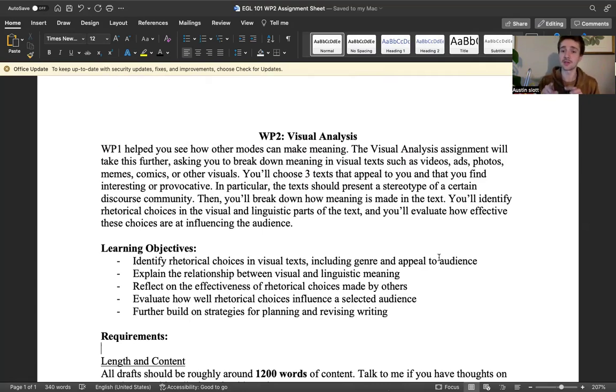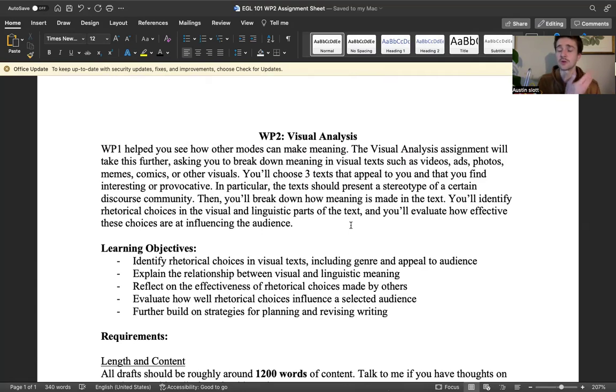And so the same thing goes for these visual texts. This is not a film as literature class. We are not talking about film in the context of a literary analysis. If you're going to choose a movie, you need to talk about the rhetorical elements, which means the real life implications, right? And so to help us maintain focus on that, this next part of the prompt, in particular, these texts should present a stereotype of a certain discourse community.